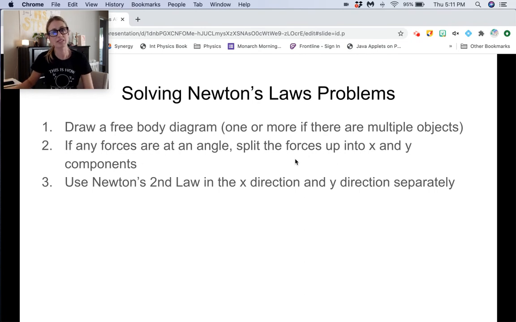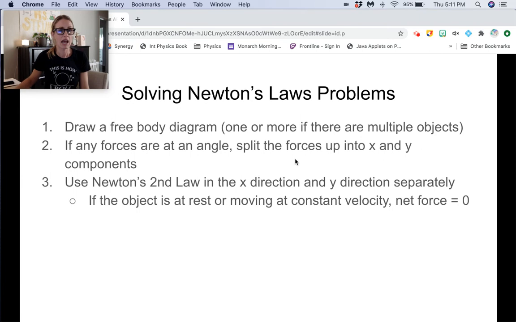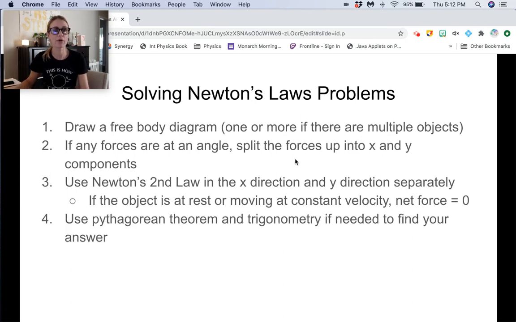Number three, we then want to use Newton's second law in the x direction and y direction separately. Again, just like we did with kinematics, we split up the x and y directions separately. If an object is at rest or moving at constant velocity, remember that the net force is zero. For example, if that object is just accelerating in the x direction, the net force is zero in the y direction because it's not actually moving in the y direction. And then finally, step four, we are going to use the Pythagorean theorem and trigonometry if needed to find our answer. Sometimes we have acceleration in two dimensions, and we might need to use the Pythagorean theorem and trigonometry.